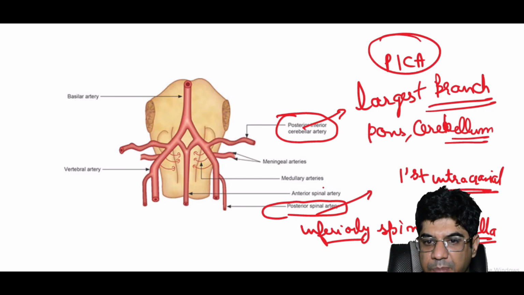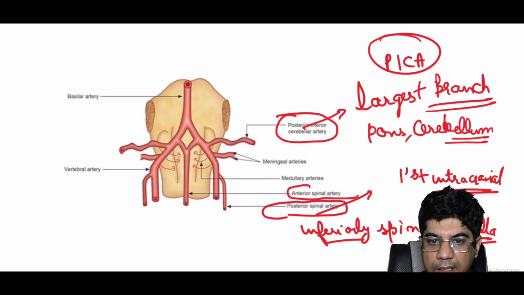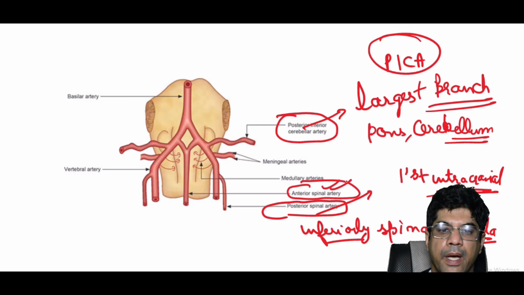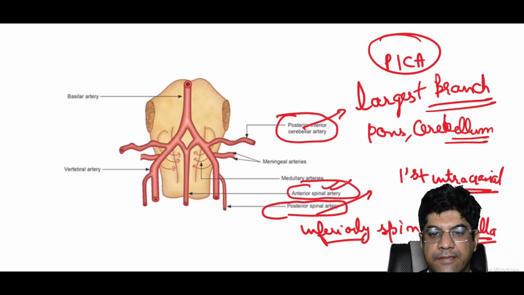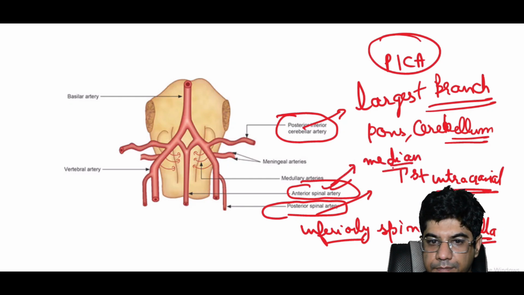The other is the anterior spinal artery. The anterior spinal artery is formed by union of branches from each vertebral artery on the ventral surface of the medulla oblongata and supplies the median part of the medulla.